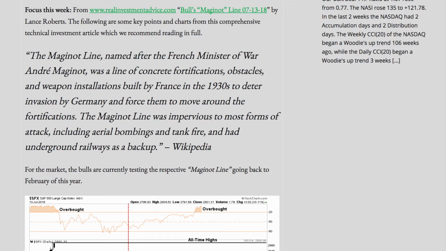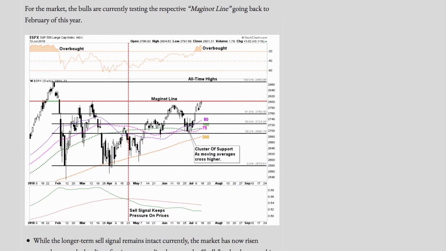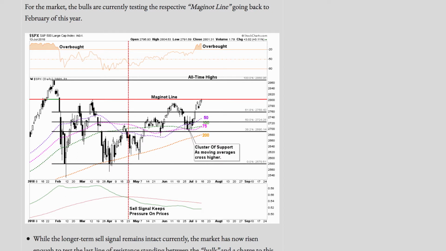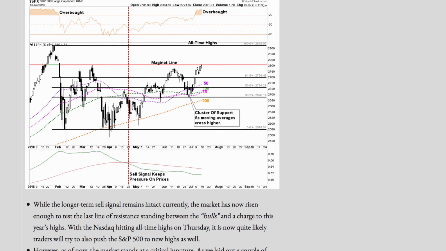The Maginot Line was impervious to most forms of attack, including aerial bombings and tank fire, and had underground railways as backup. For the market, the bulls are currently testing the respective Maginot Line going back to February of this year. While the longer-term sell signal remains intact currently, the market has now risen enough to test the last line of resistance standing between the bulls and a charge to this year's highs. With the Nasdaq hitting all-time highs on Thursday, it is now quite likely traders will try to also push the S&P 500 to new highs as well.